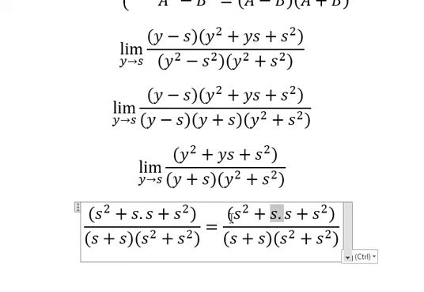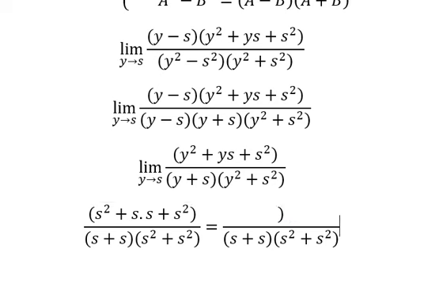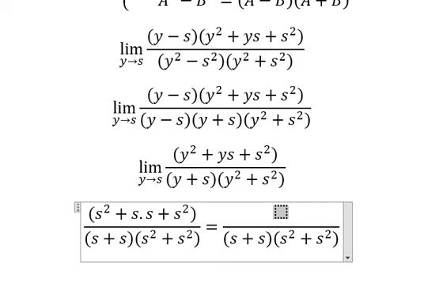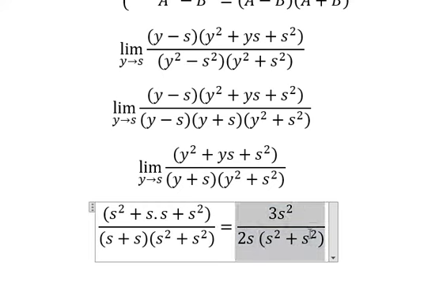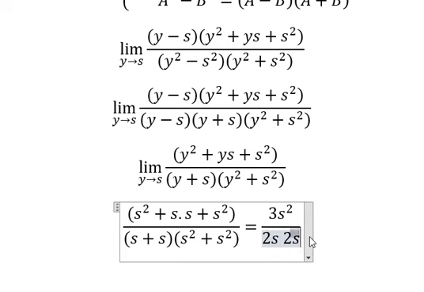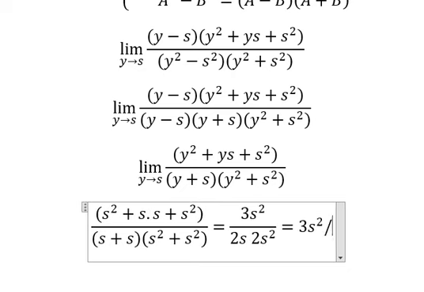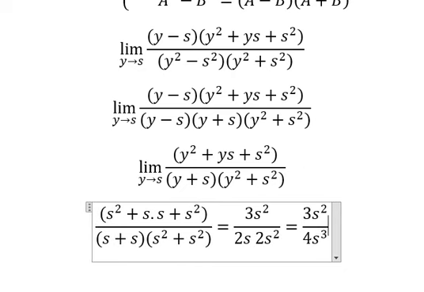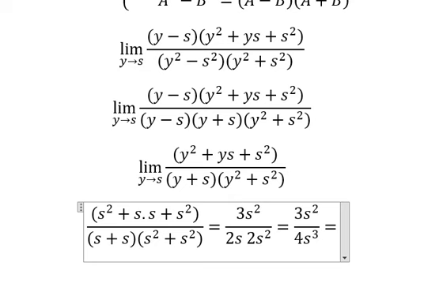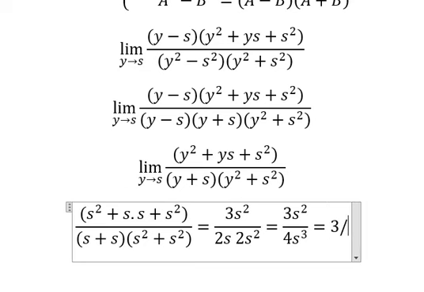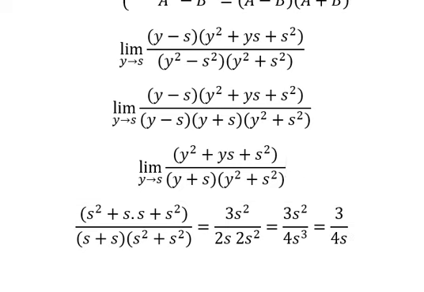So this one we have 3h square. This one we have 2h. This one we have 2h square. So we have 3h square over 4h to the power of 3. We simplify h square on numerator and denominator. And here is the final answer. This is the end.